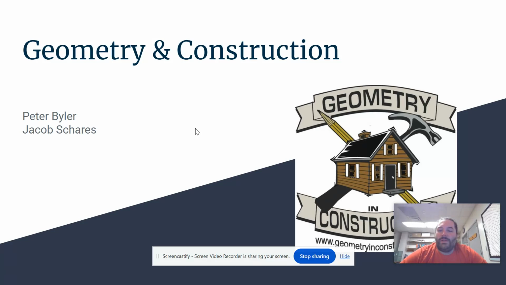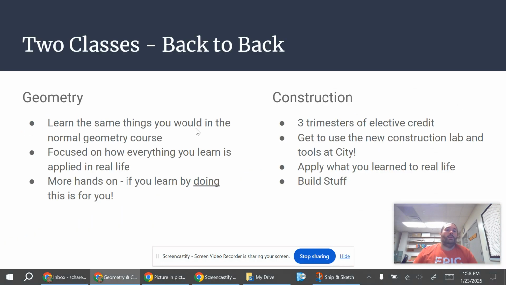Okay, so in this video, I'm going to talk real quickly about one of your options for geometry next year. All of you have to take geometry after Algebra 1, and geometry in construction is just going to be one of three options. You can take regular geometry, geometry in construction, or honors geometry. So let's go ahead and talk about this real quick.